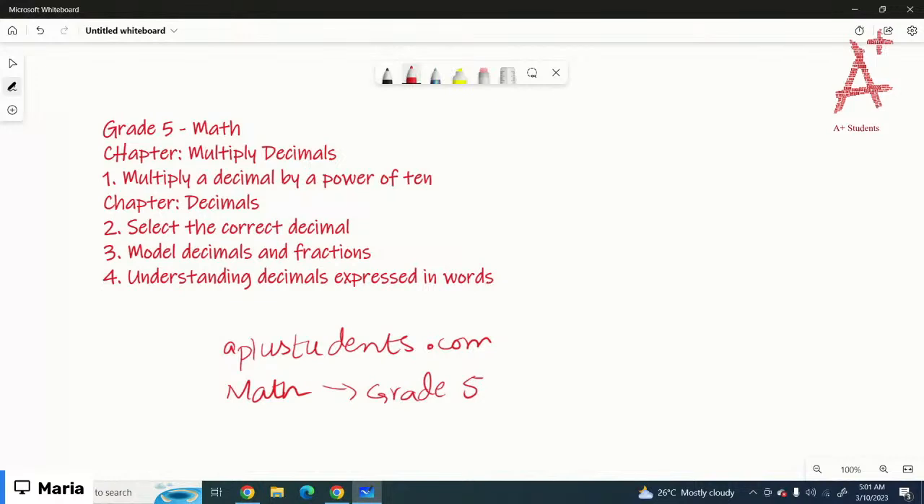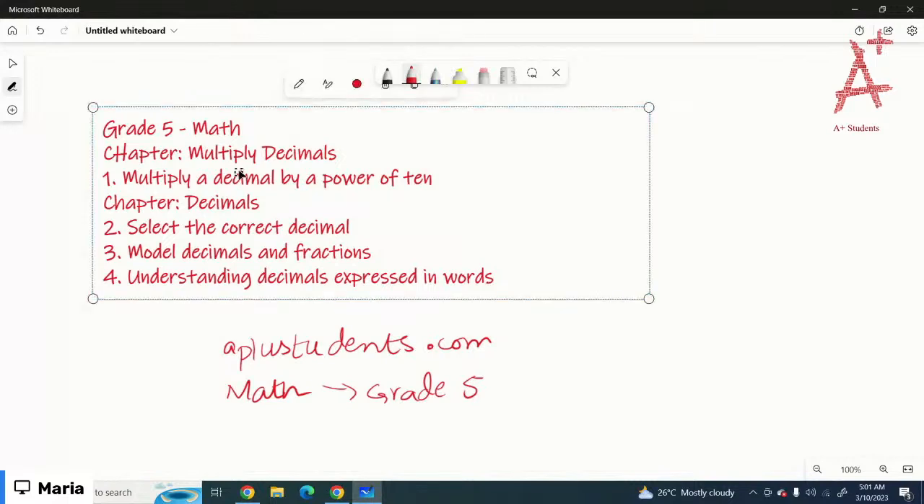Then we'll start the new chapter, that is decimals, and the lessons are select the correct decimal, model decimals and fractions, understanding decimals expressed in words. So let's just start with the first lesson, that is multiply a decimal by a power of 10.